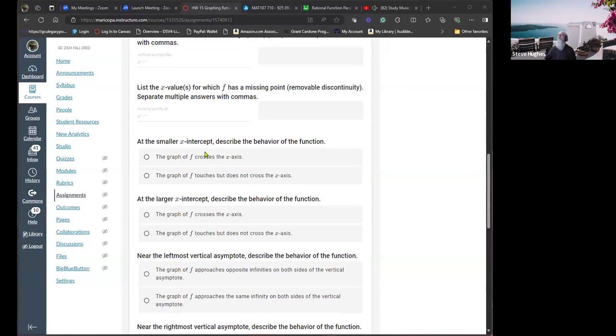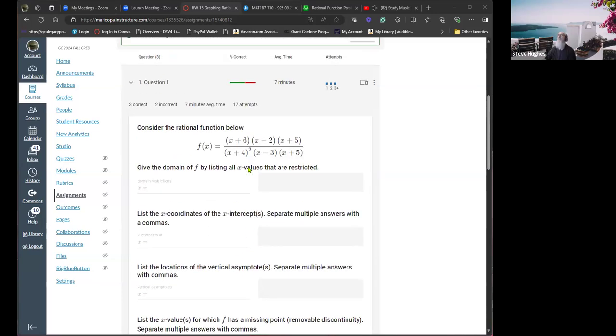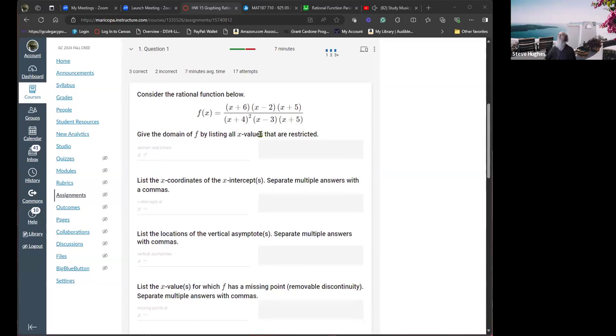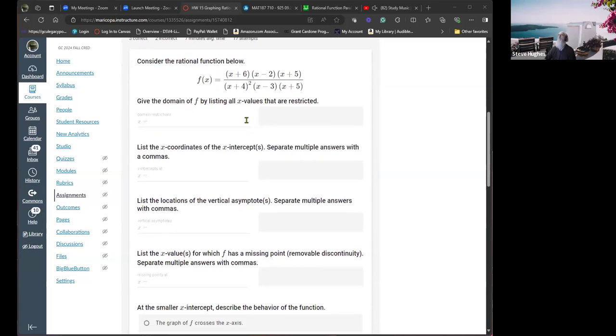Then down here it says, at the smaller x-intercept, describe the behavior of the function. Is it crossing the x-axis? What's the smaller x-intercept? Well, the smallest one is x equals -5. Right here at x equals -4, it touches it but doesn't cross it. How do I know that? Because it's squared, right? Remember, when my function is squared, that's where my graph touches the axis but doesn't cross it.